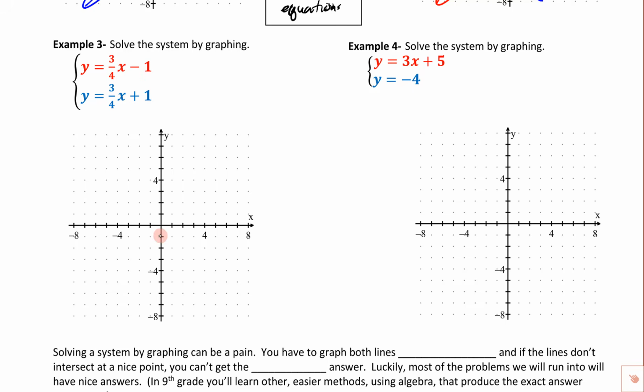So we're going to make this one cross at negative 1, and the slope is 3/4. So we're going to rise 3 and we're going to run 4. Be careful as you're graphing these. You want to do these as accurately as you can. We've got that little stair-step pattern for the rise and the run.